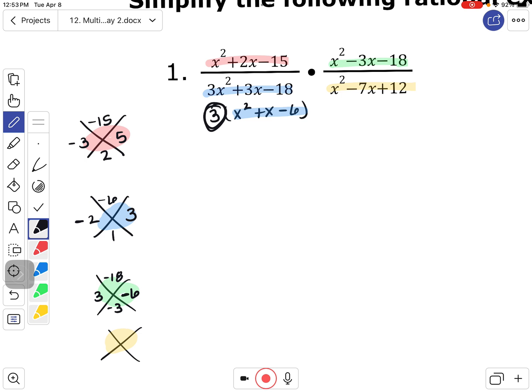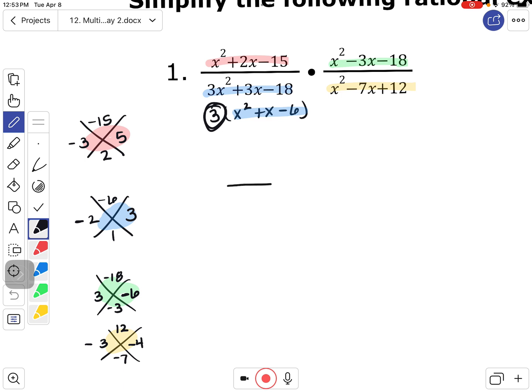And there's no greatest common factor in the other one. x squared minus 7x plus 12. So I'm just going to keep my 12 on top, my negative 7 on the bottom. Two numbers that multiply to 12 are 3 and 4. If I want a negative 7, remember if it's positive on the top but negative on the bottom, that means that both of those are going to be negative.